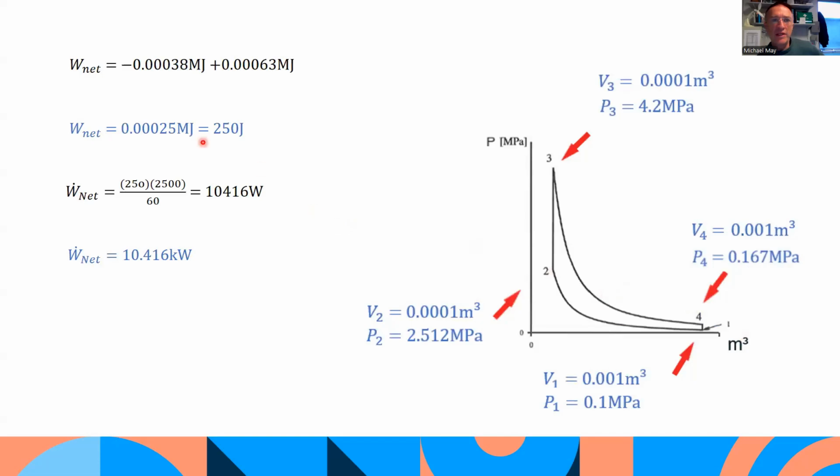So we basically add all of them together, and we get 0.00025 megajoules, which is just 250 joules when we tidy it up. And if we want to know the net power being produced by the system, we multiply it by 2,500 cycles per minute, but divide that by 60 to get into cycles per second, and we have 1041.6 watts, and we tidy that up and we get 10.416 kilowatts.